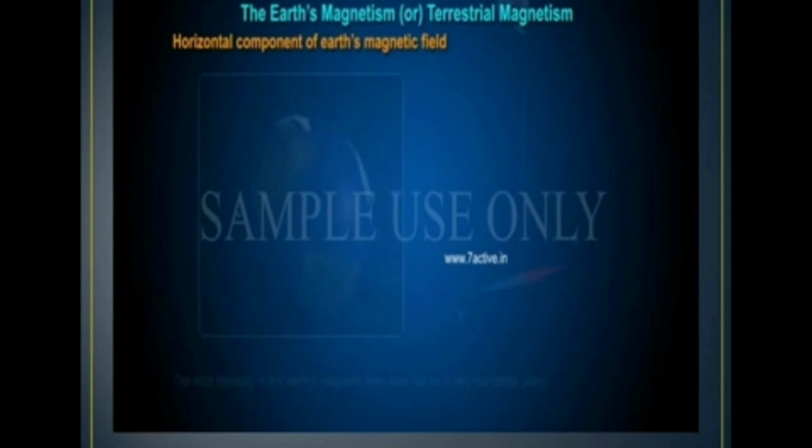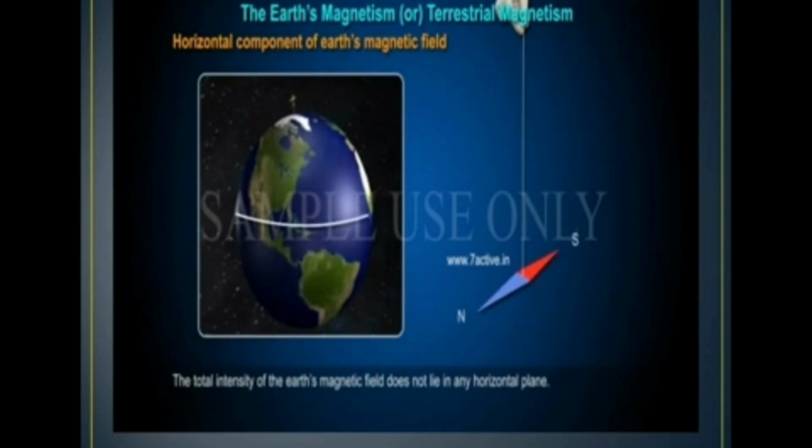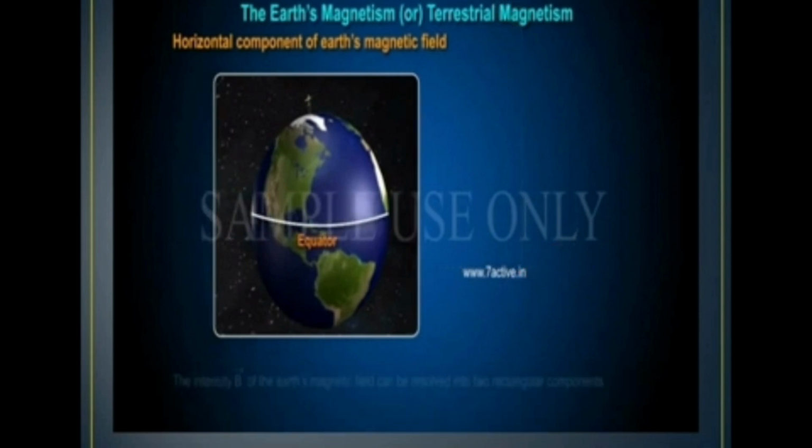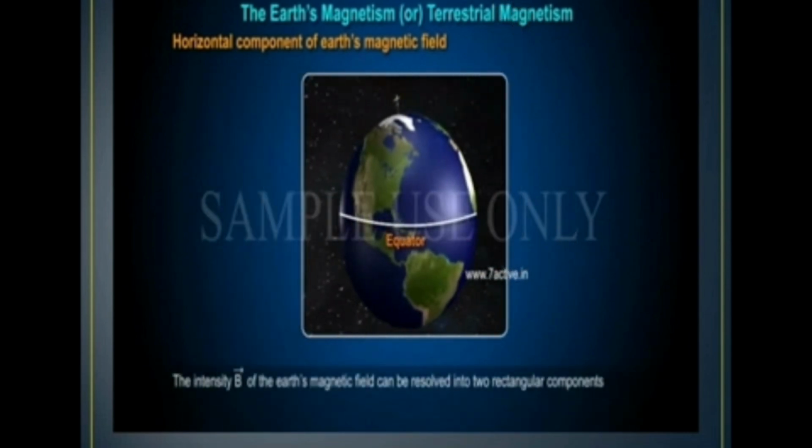Horizontal component of the Earth's magnetic field. The total intensity of the Earth's magnetic field does not lie in any horizontal plane. Instead, it lies along the direction making an angle delta to the horizontal. So delta is the angle of dip, the variation of the angle. The intensity B of the Earth's magnetic field can be resolved into two rectangular components.